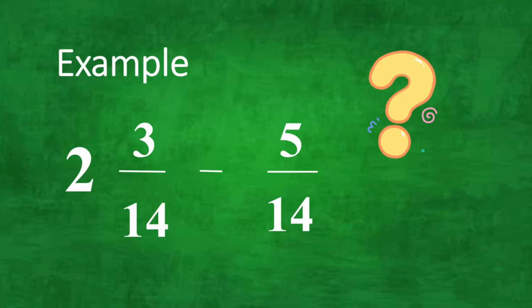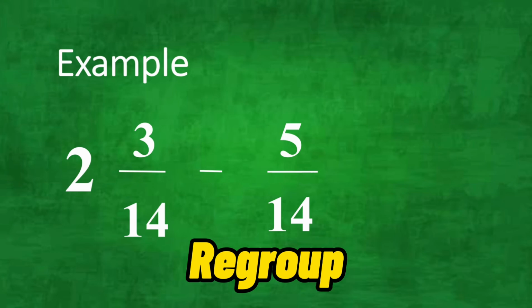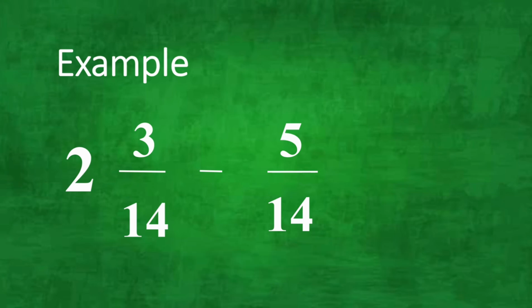What about in subtraction? Let us have 2 and 3 over 14 minus 5 over 14. As you notice, 3 over 14 is smaller than 5 over 14. Therefore, we cannot subtract 5 from 3. So we need to regroup 2 and 3 over 14.